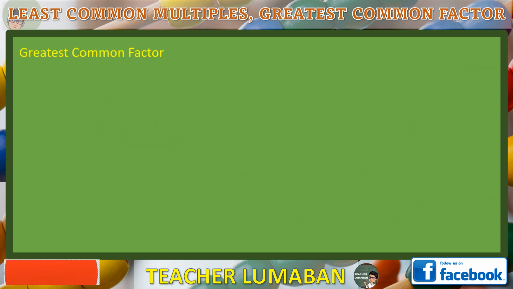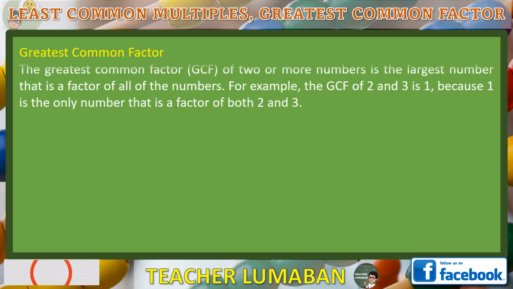Greatest common factor. The greatest common factor, GCF, of two or more numbers is the largest number that is a factor of all of the numbers. For example, the GCF of 2 and 3 is 1, because 1 is the only number that is a factor of both 2 and 3.